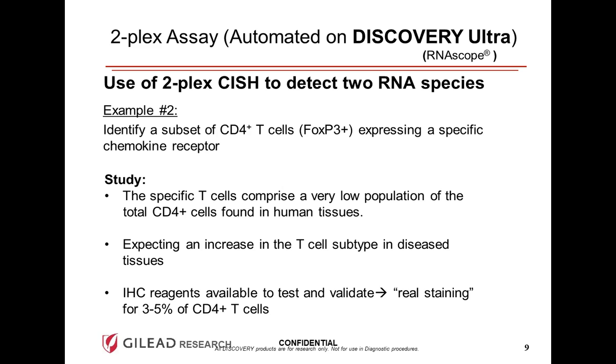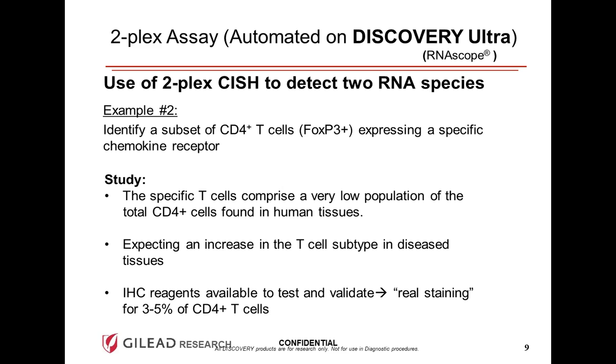So my next example is an example of using 2-plex in situ hybridization to detect 2 RNA species when we were looking for a subset of CD4 positive T cells, FOXP3 positive cells that are expressing a specific chemokine receptor.